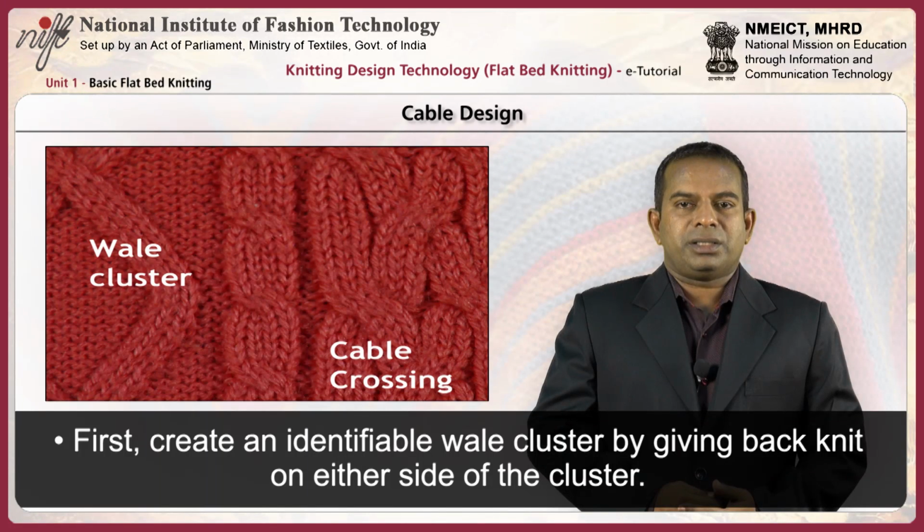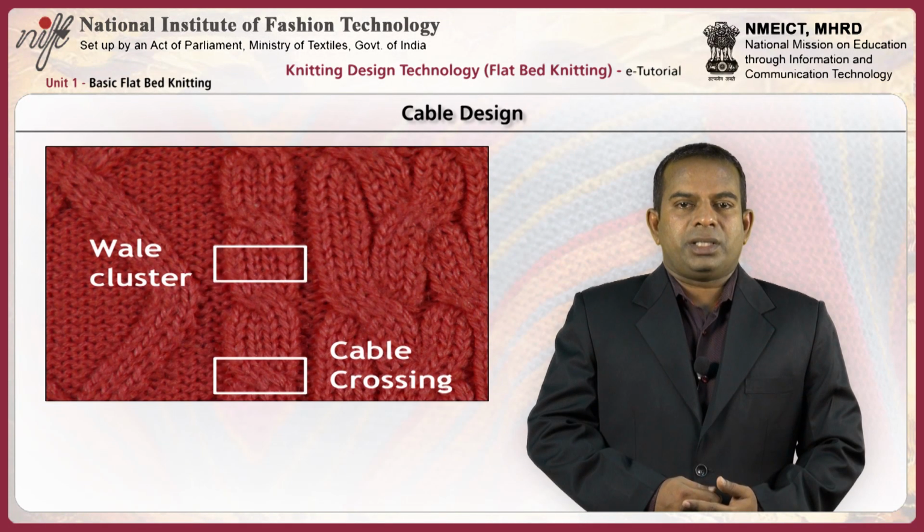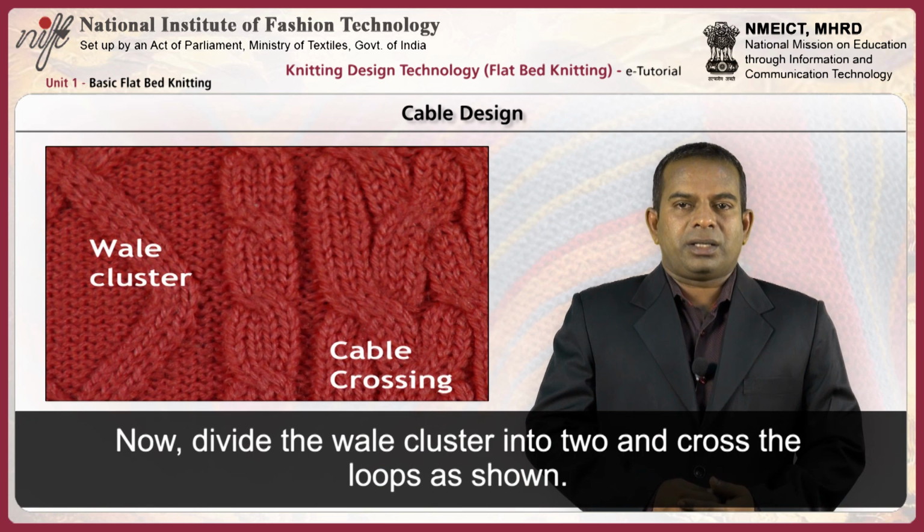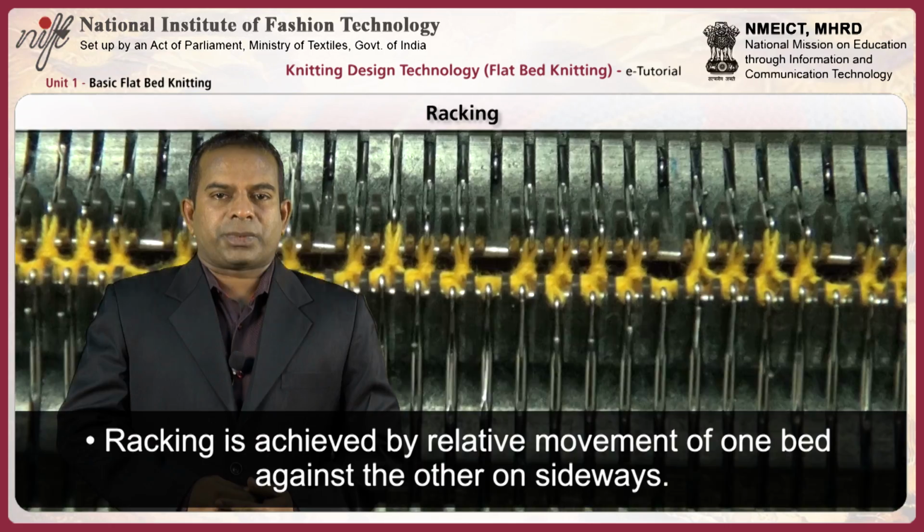First, create an identifiable front net veil cluster by giving back net on either side of the cluster. This will make the cluster to stand out as shown in the image. Now divide the veil cluster into two and cross the loops as shown.